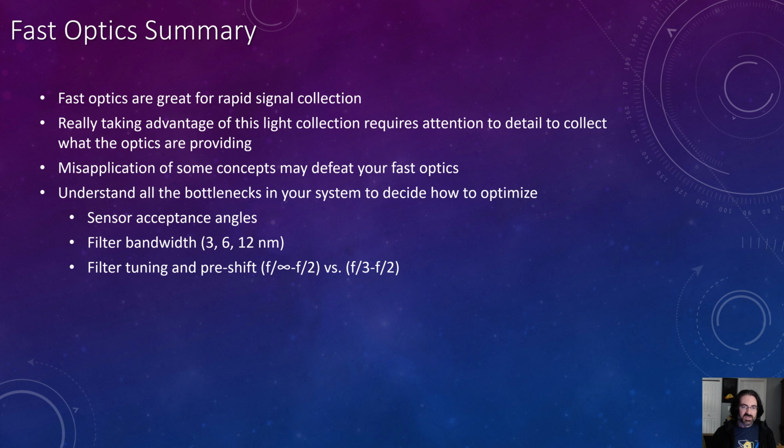So make sure you understand all the bottlenecks in your system to decide how you really want to optimize it. And you may need to consider sensor acceptance angles, filter bandwidth, and filter tuning and pre-shift to make sure that it's going to work for the potential range of focal ratios that you may be using these filters for.